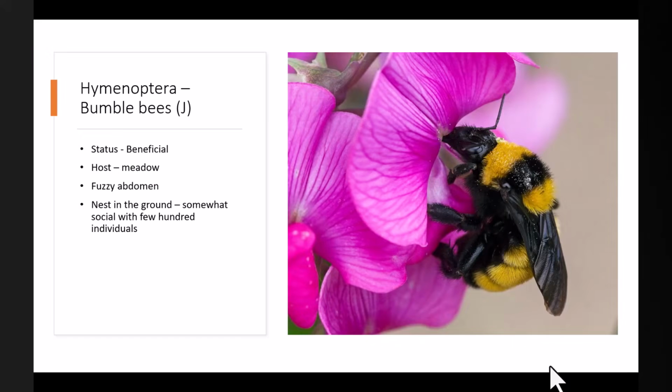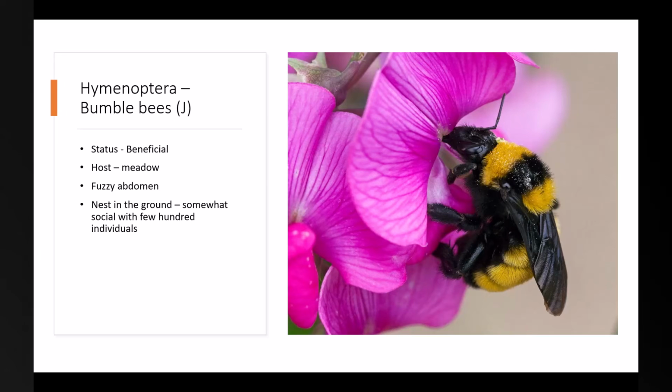We're going to first cover the specimens that everyone needs to know, juniors, intermediates, and seniors. And then there are some separate specimens that seniors only need to know that we will finish up at the end of this video. Our first specimen are bumblebees. Bumblebees are beneficial. They are a big, giant, fluffy bee with a fuzzy abdomen. This is important for seniors when you're comparing them to another type of bee that looks very similar. The host for these are meadows.